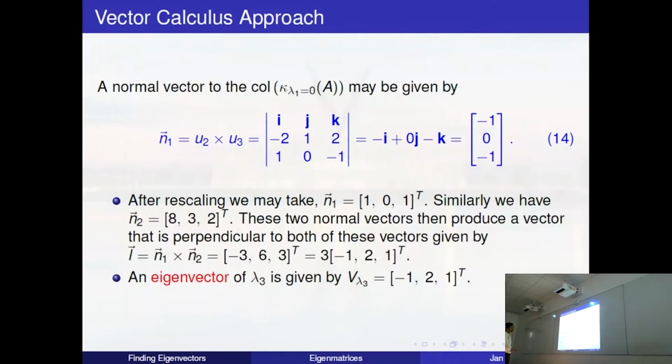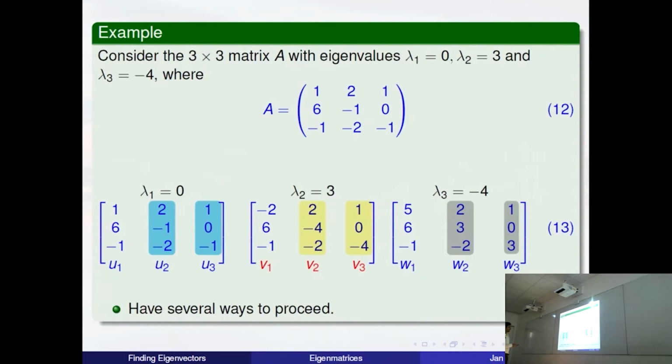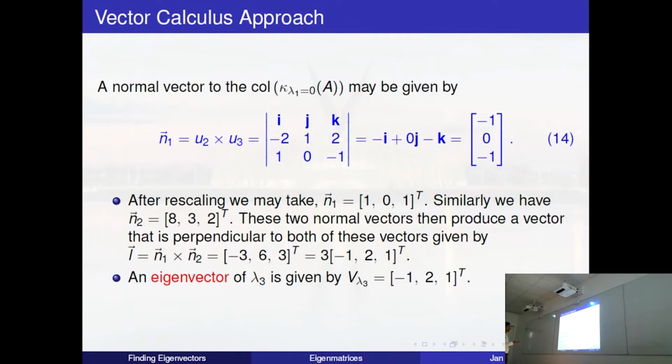So we're going to pick the 2 vectors. Let's say you're going to find the eigenvector for lambda 1 equals 0. What you're going to do is multiply 2 vectors. The normal vector to the column space of lambda 1 equals 0 comes from picking 2 vectors and then taking the cross product. That's going to produce a normal vector to the column space.